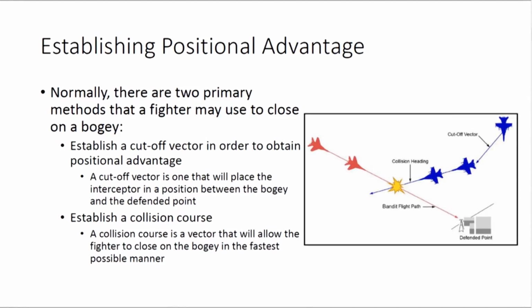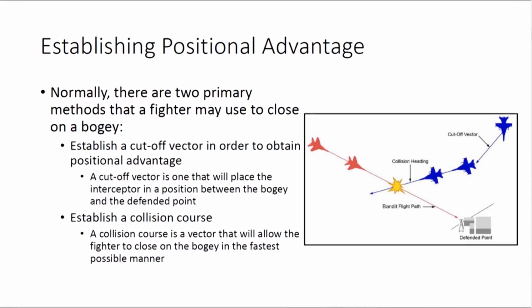The other method is the collision course. So a collision course is the fastest way for you to arrive in the same point in space as your enemy. Think of a cornerback in football chasing down a wide receiver. They don't run straight at them. What they do is they take an angle, and the goal is to arrive at the same point in space at the same time, which is not simply following the receiver.